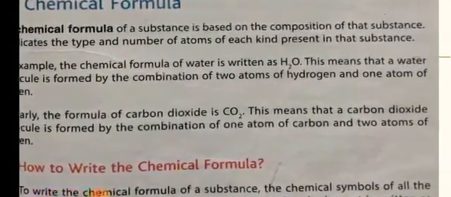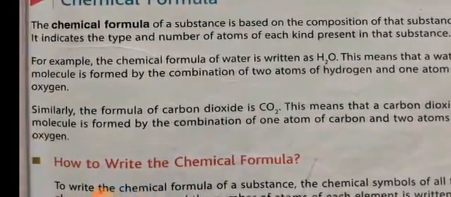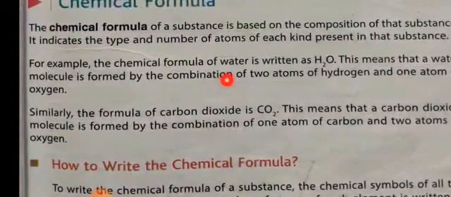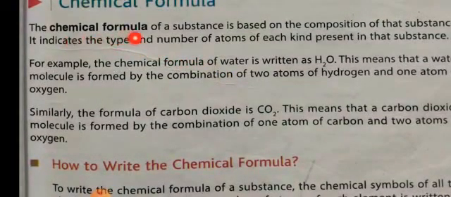To write the chemical formula, there are some rules. What is chemical formula? Let us try to know this. Chemical formula of a substance is based on the composition of that substance. It indicates the type and number of atoms of each kind present in that substance.